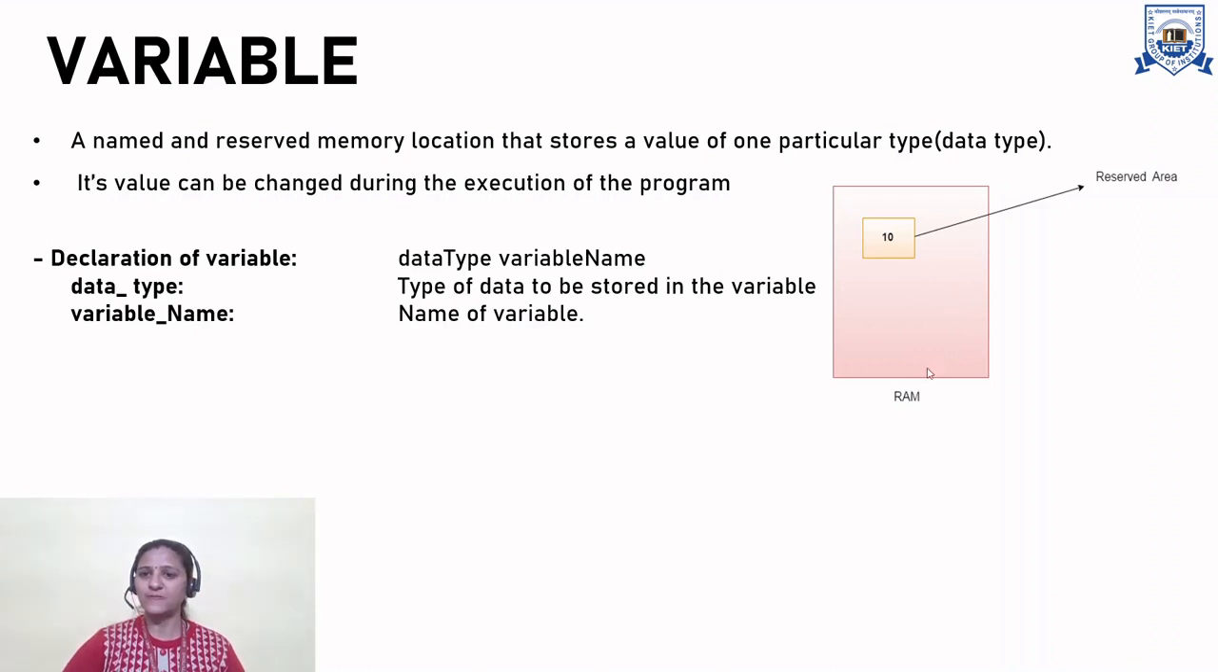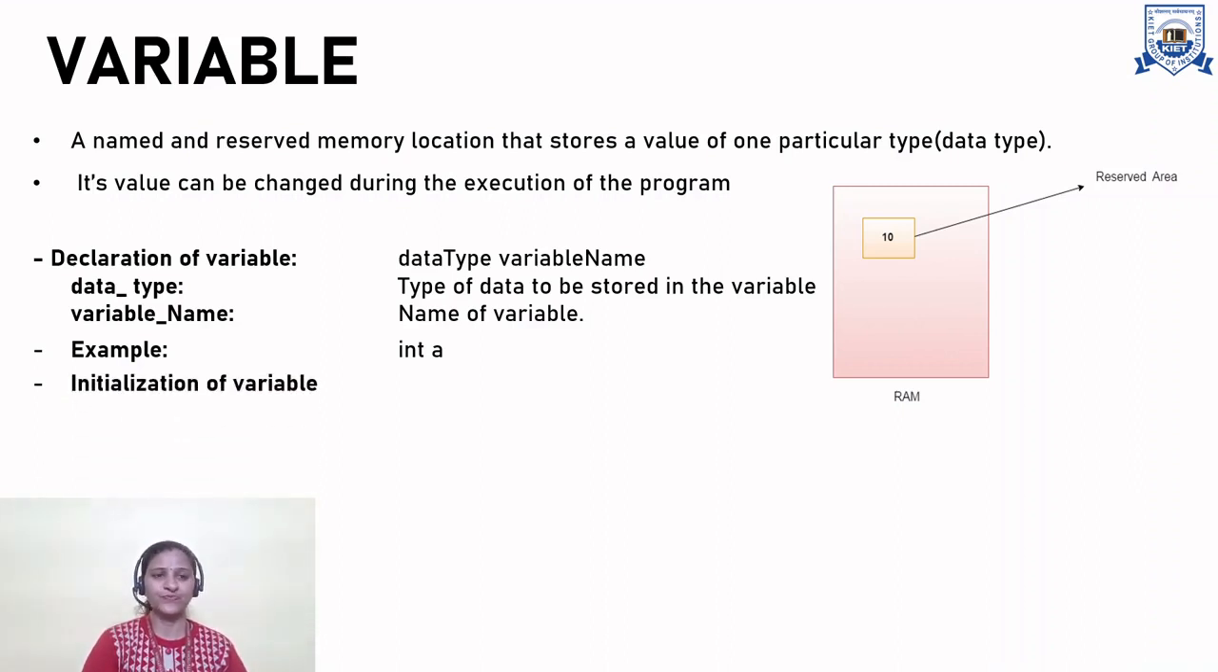In this image, in this memory, we have reserved an area and stored a value. Example, I gave int a. So here, int is a data type and a is the name of the variable. It gives the notion that the variable a is reserved to store the integer type value.